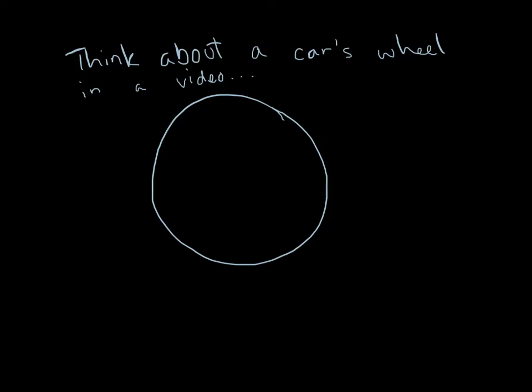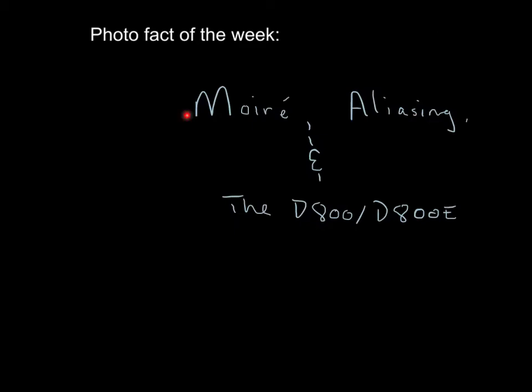Hi, this is Connor for Avid Visions, and today I'm talking about this photo fact of the week, which is about Moire aliasing and what the difference is between the D800 and the D800E, which is one of Nikon's new full-frame cameras. So first I will be talking about Moire.